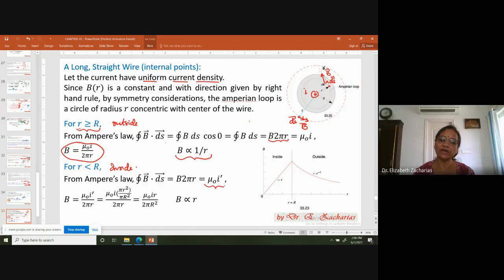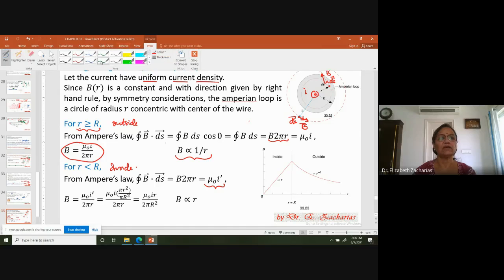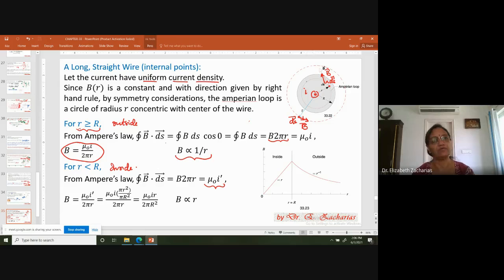But what about the right hand side? When you come to the right hand side, you have to consider only the current enclosed by the Amperian loop. Current enclosed by the Amperian loop. So how much is the current enclosed by the Amperian loop? That is the current which is inside the Amperian loop. All the current inside this area of the wire, not the complete wire, the area enclosed by the Amperian loop. How much is the current flowing here? You have to take only that much current. Let's call that current I prime.